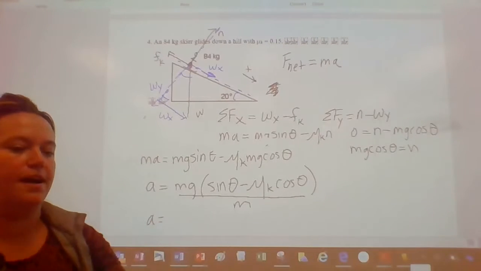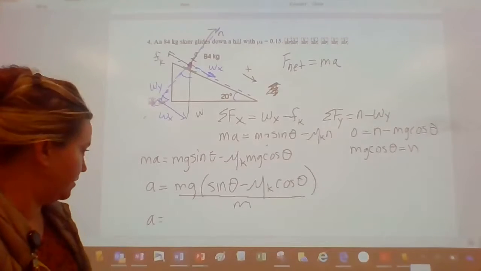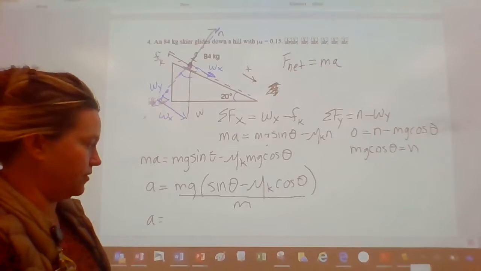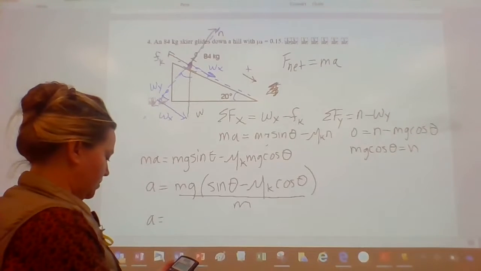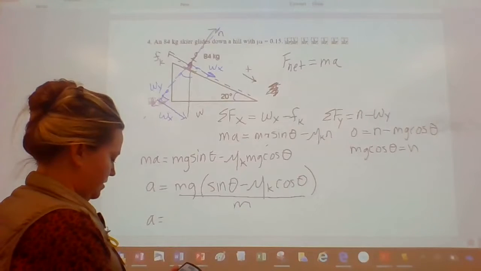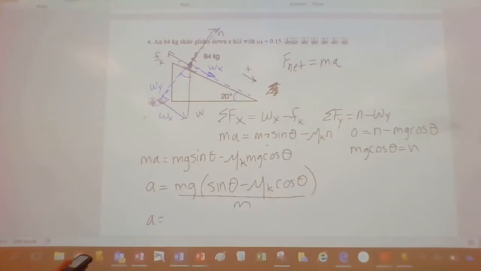I'm going to do the same thing on my calculator real quick. Again, we're live, so if this is a video, obviously you can fast forward, but if we're live, you've got to hang in with me. So I'm going to go ahead and do my sine of 20. And mu is 0.15 times the cosine of the angle, which is 20.